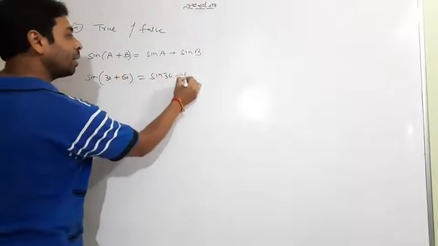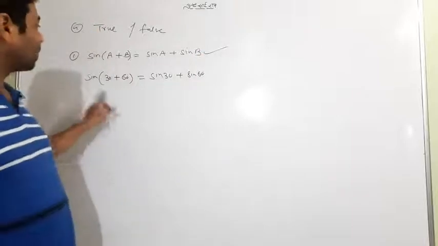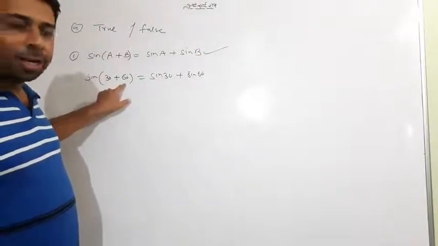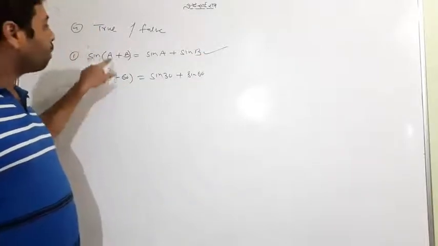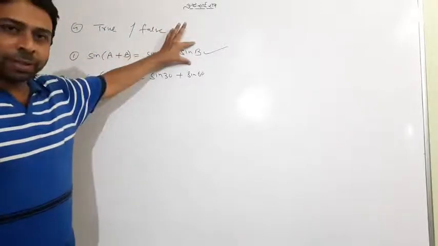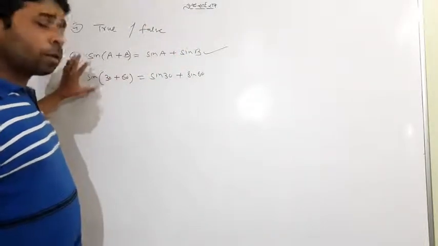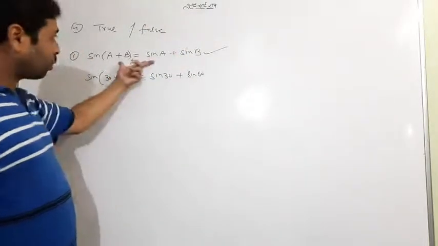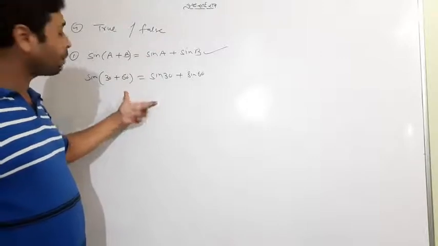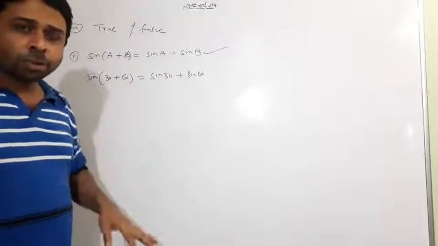So what must the answer be? Sine 30 plus sine 60. If this is correct, this must be true. Look at sine 30 plus sine 60. If a equal to 30 I am taking, b equal to 60 I am taking, this is very similar to the given identity, and I want to see whether it is correct or not. Instead of a I have taken 30, instead of b I have taken 60, and I am trying to see whether it is true or false.